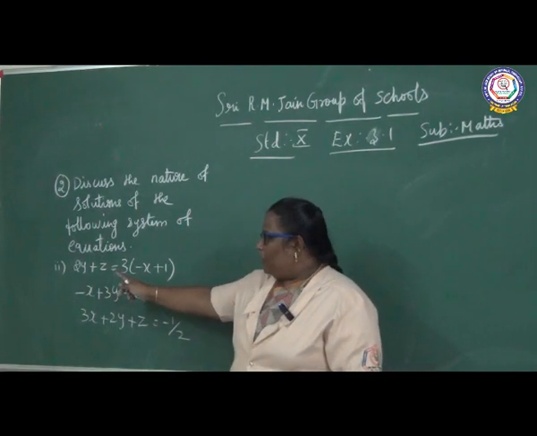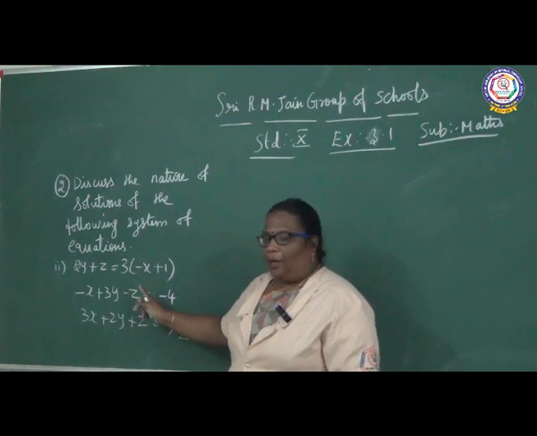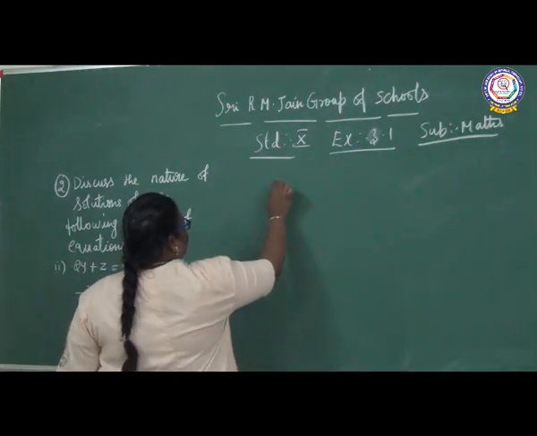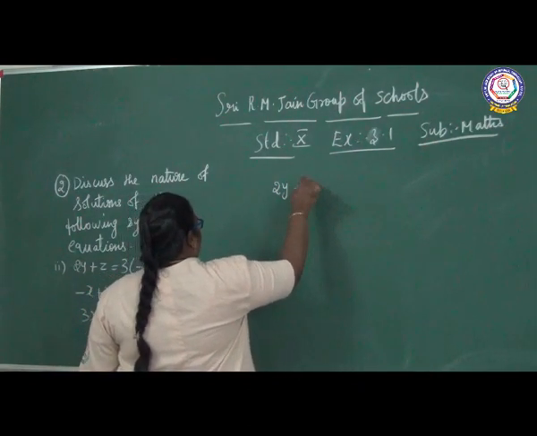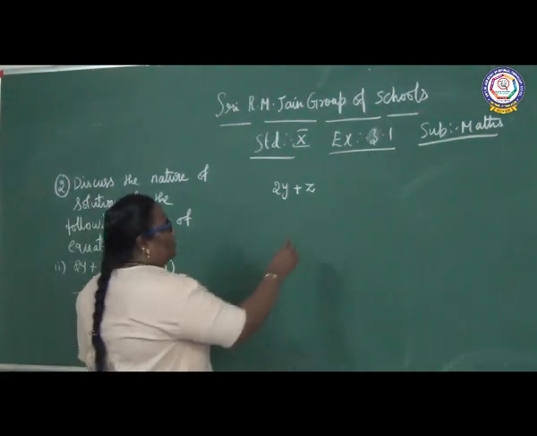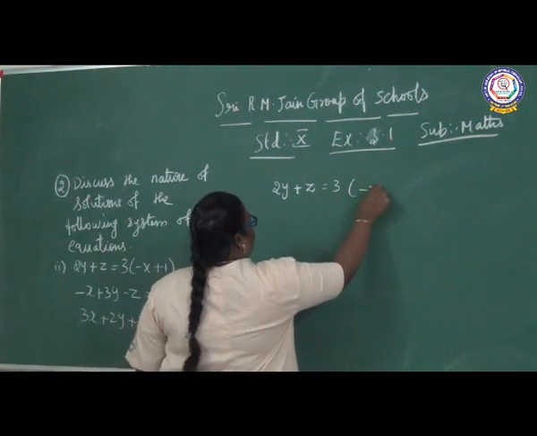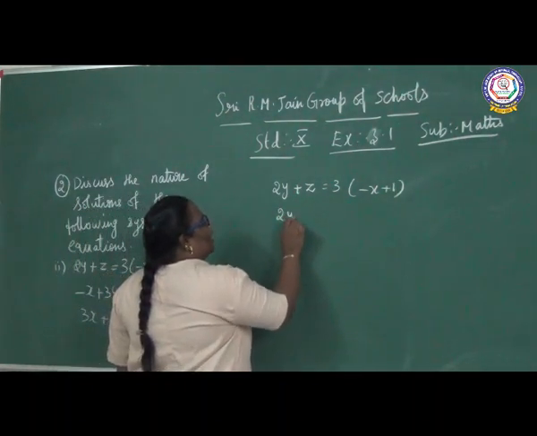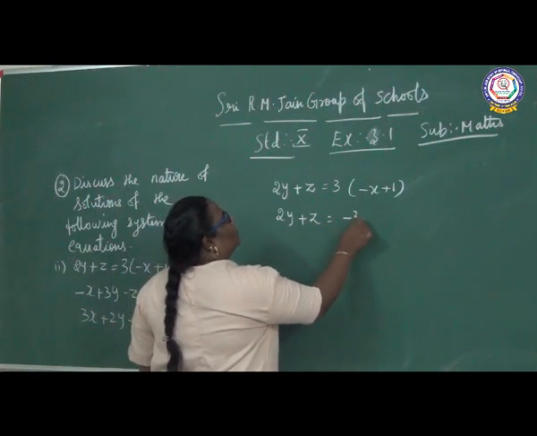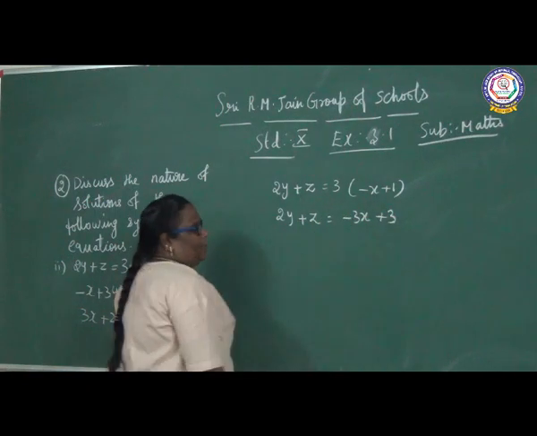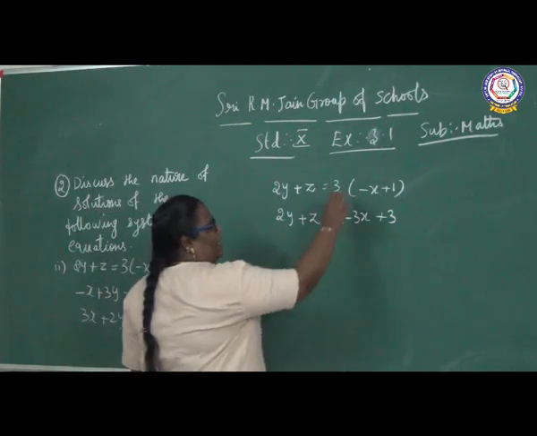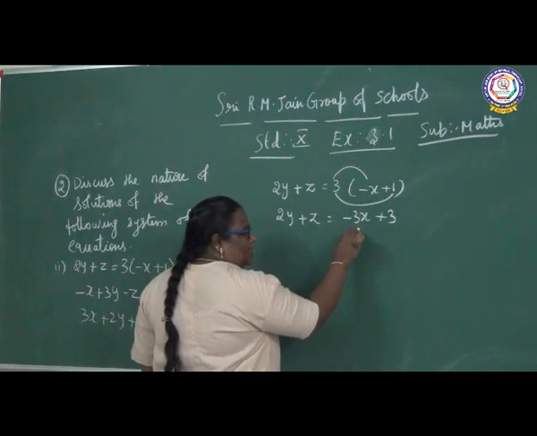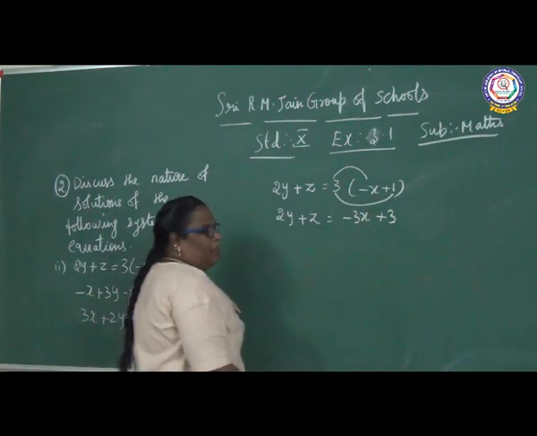Second sum: 2y plus z equal to 3 into minus x plus 1. First we will simplify the equation. See the first equation, 2y plus z equal to 3 into minus x plus 1. So 2y plus z equals minus 3x plus 3. You multiply 3 inside: 3 into minus x is minus 3x, plus 3 into 1 is plus 3.